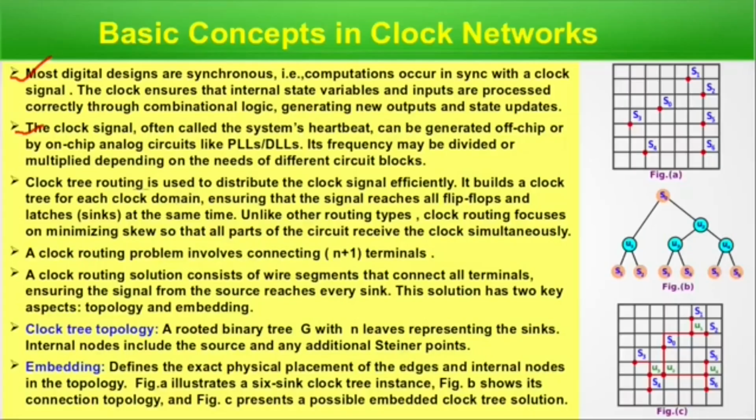Clock tree routing is used to distribute the clock signal efficiently. It builds a clock tree for each clock domain, ensuring that the signal reaches all flip-flops and latches at the same time. Unlike other routing types, clock routing focuses on minimizing skew so that all parts of the circuit receive the clock simultaneously. So this is the main focus in case of clock tree.